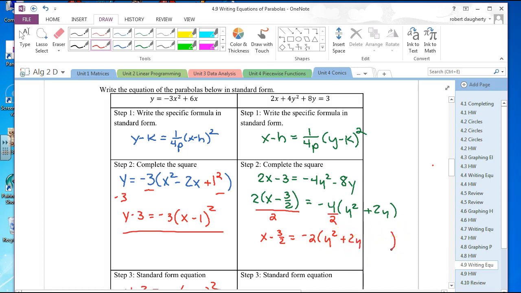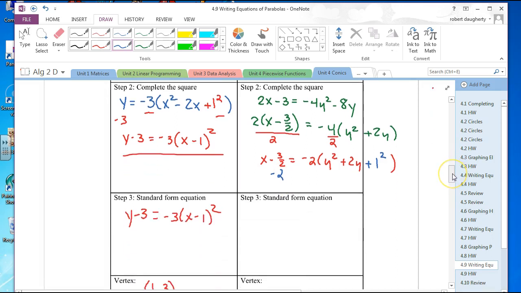Okay, what's it going to take to complete the square there? Add what, 1 squared? So what have I really done on the right side? I did not add 1, I did what? I subtracted 2. If I subtract 2 on the right, then what do I do on the left? I have to subtract 2 on the left.